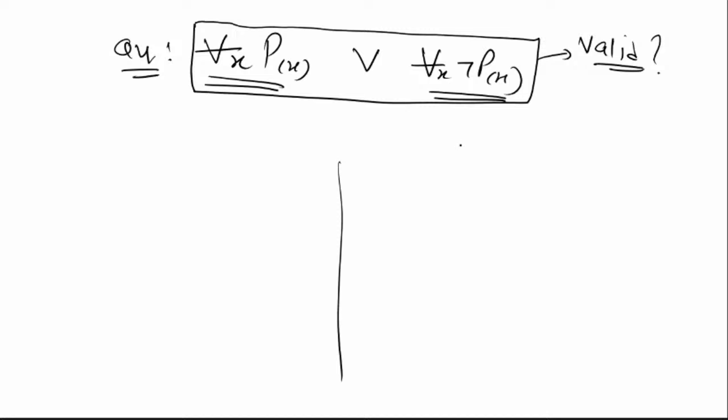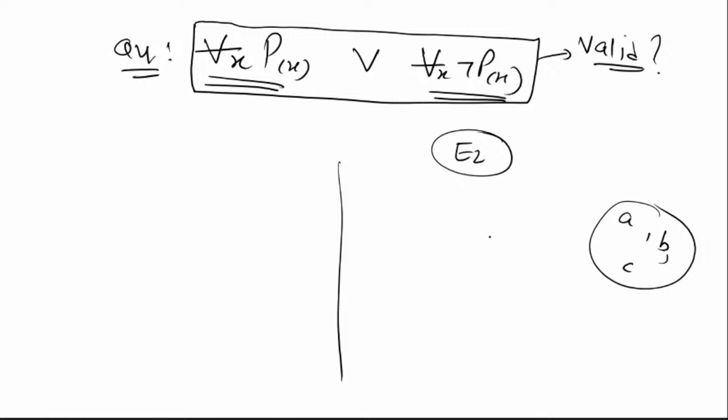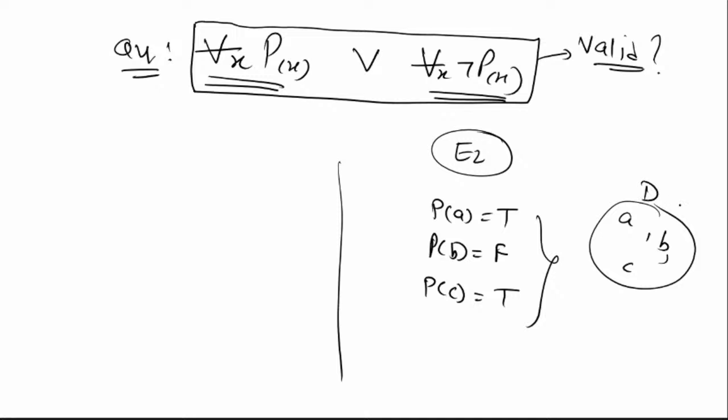will look like this. Let me give you an environment which will work as a counter model. Consider this situation. Let's assume you have A, B, C, these three things in your domain. Now consider that P(A) is true, P(B) is false, and P(C) is true. This is the domain for X, and this is the interpretation of P(x): P(A) is true, P(B) is false, P(C) is true.